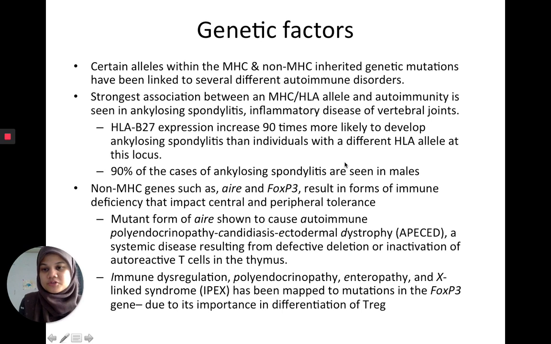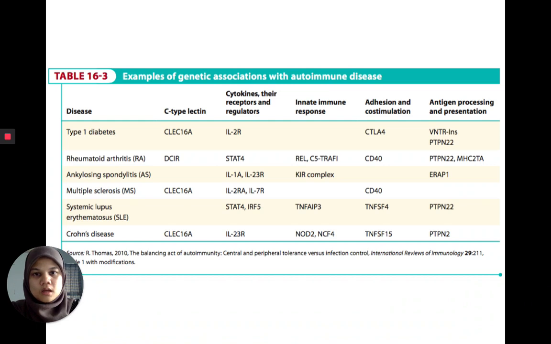So a lot of the other autoimmune diseases, you see more often in females, and this one is in males. And then there are also examples like the non-MHC genes, like AIRE and FOXP3. And we remember FOXP3 from our tolerance lecture. And any mutations or deficiencies in these will impact central and peripheral tolerance. Right, so these are some other examples of genetic associations with autoimmune disease.